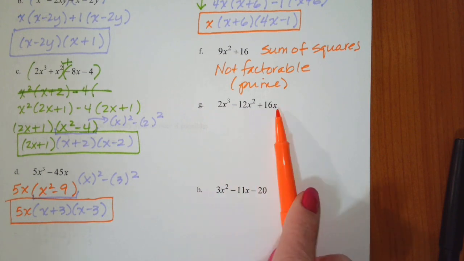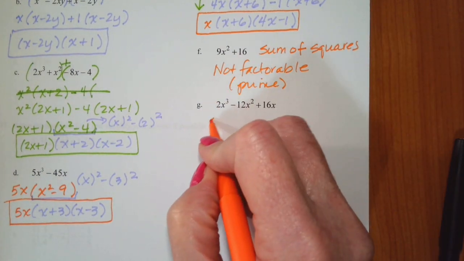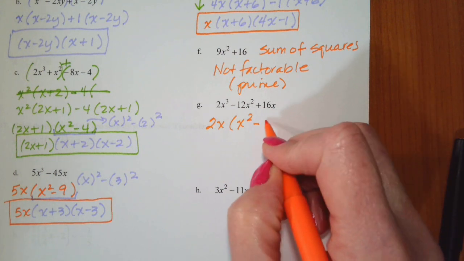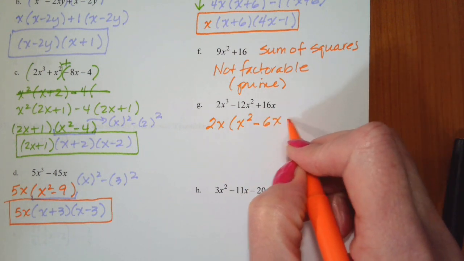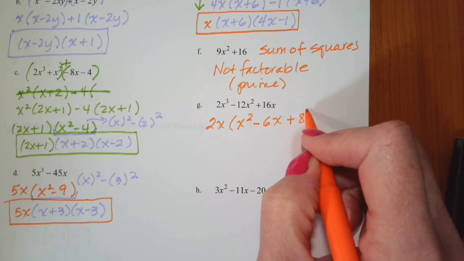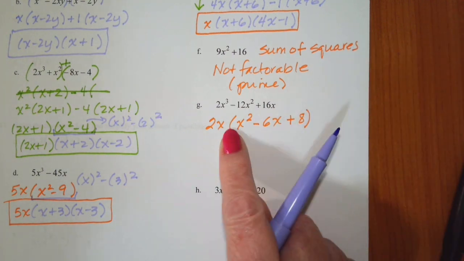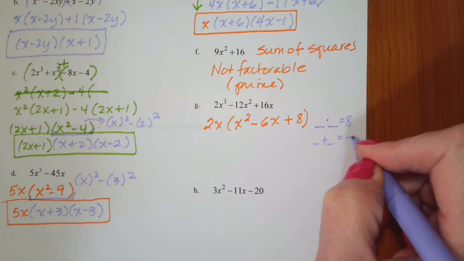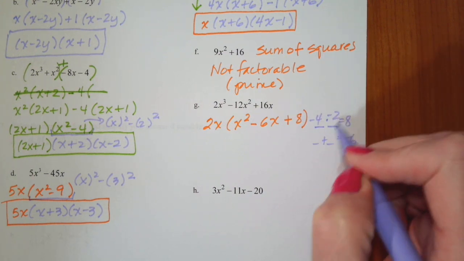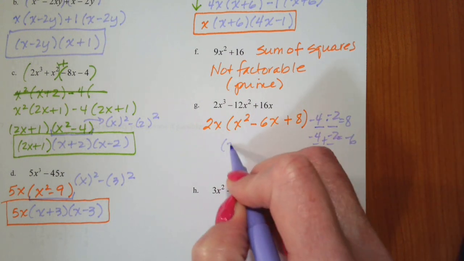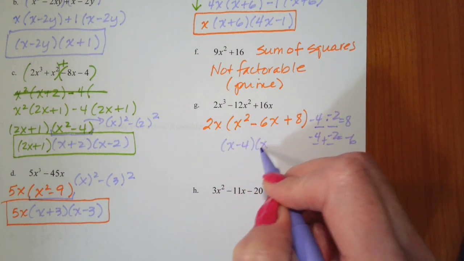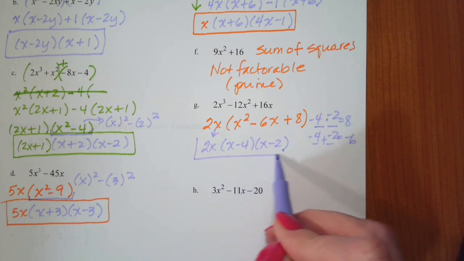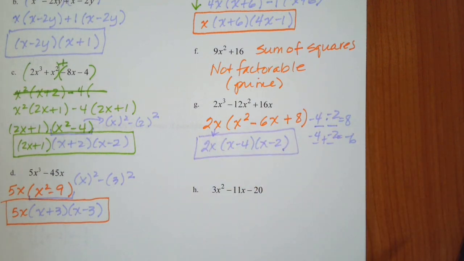Okay, 2x to the third. Okay, they've all got x's. They're all divisible by 2. So I can factor out a greatest common factor of 2x times x squared minus 6x plus 8. Since my leading coefficient is 1, I'm looking for two numbers whose product is 8 and whose sum is negative 6. They are negative 4 and negative 2. So this factors into x minus 4, x minus 2, include the 2x, and there's my final answer.